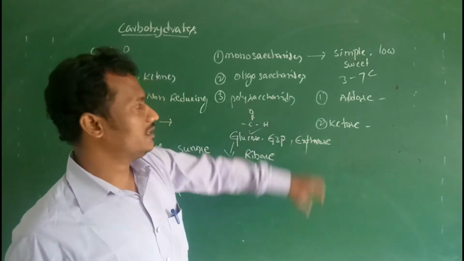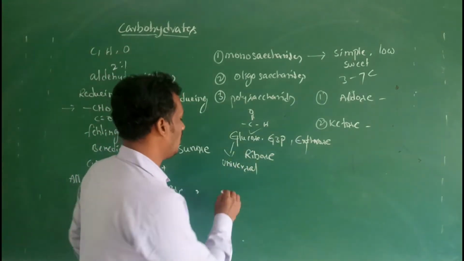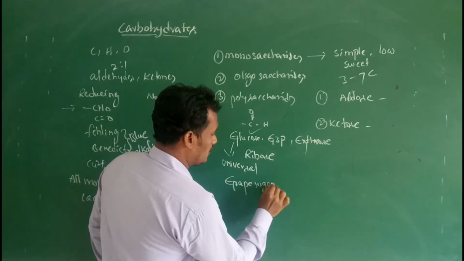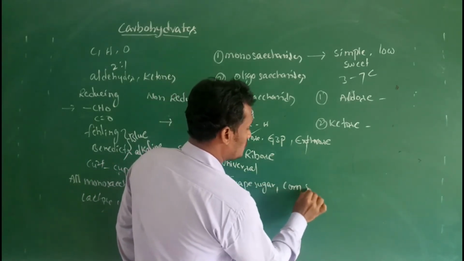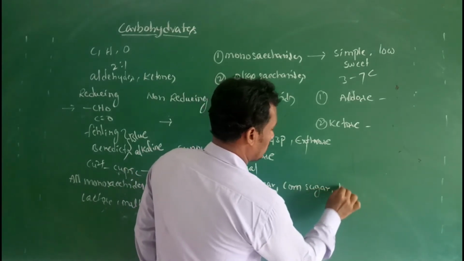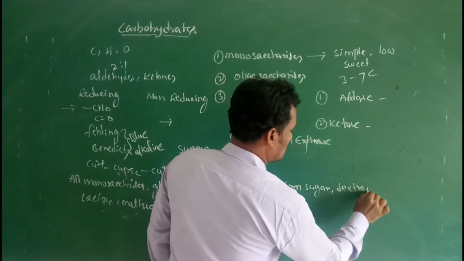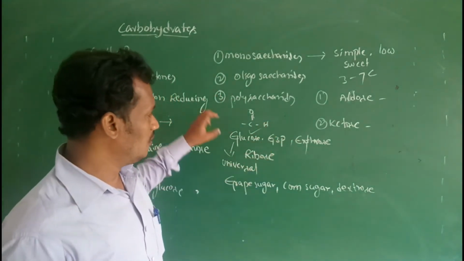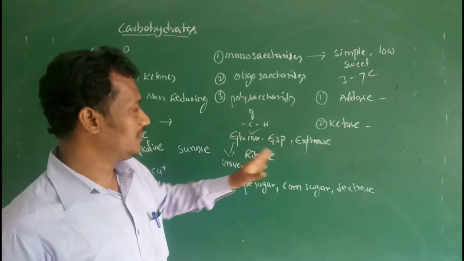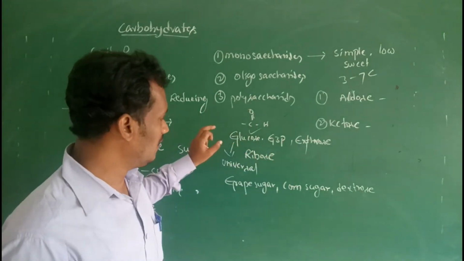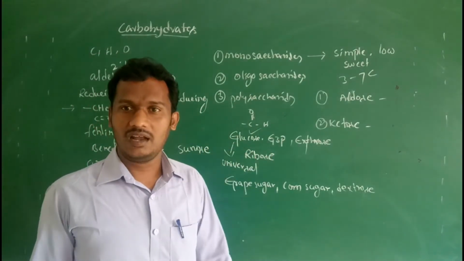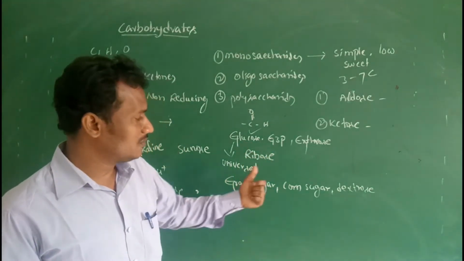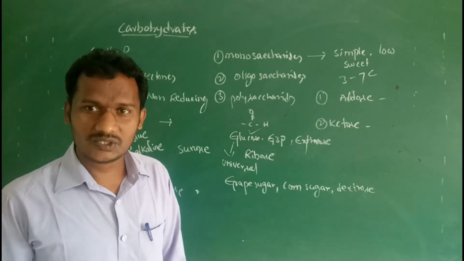Other names for glucose are grape sugar, corn sugar, and dextrose. So the main examples of these aldose sugars are glucose, glyceraldehyde, erythrose and ribose. Among these, glucose is the most common. It is known as a universal sugar.